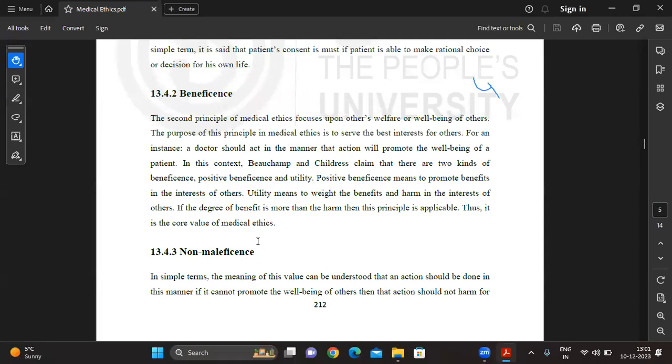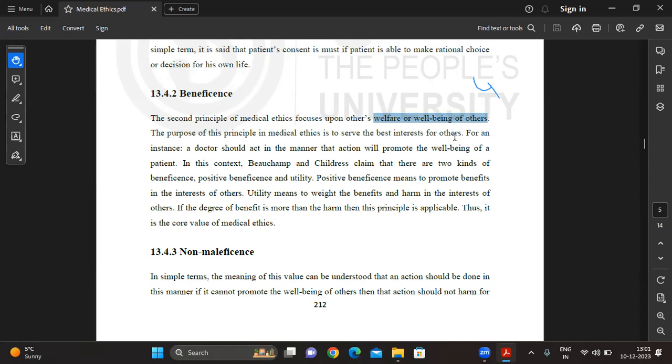हम बोलते हैं ना benefit. मतलब किसी को फायदा पहुंचाना, किसी के लिए खैर करना, to do something good. Welfare, to focus on somebody's welfare or well-being. This is beneficence. Now, the purpose of this principle in medical ethics is to serve the best interests of others.